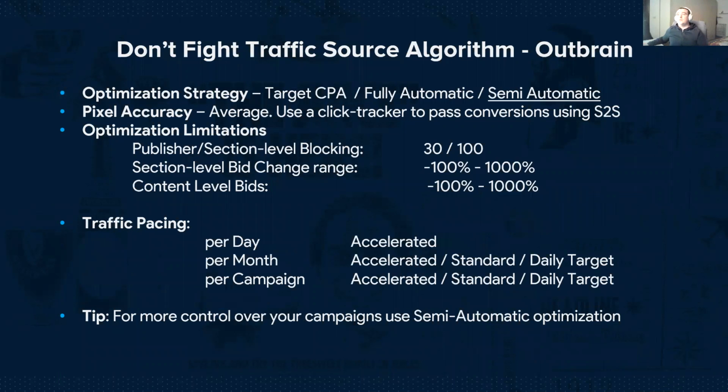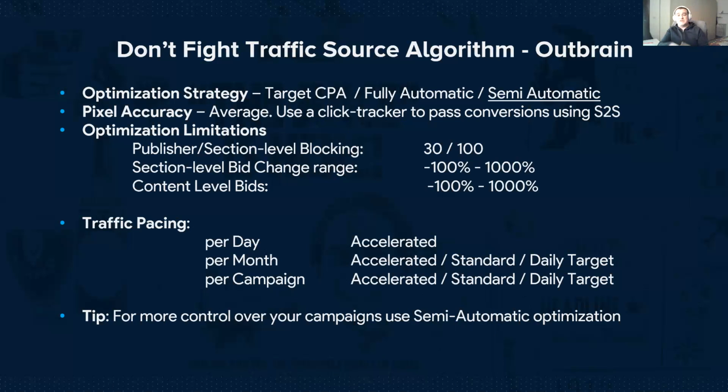When talking about Outbrain, we will have a different approach. There are three main optimization strategies: target CPA, fully automatic, and semi-automatic. Target CPA or fully automatic is something I've never tried with search feed campaigns, so I cannot advise on them, but semi-automatic is something that in general, even for other campaigns, has been working great.